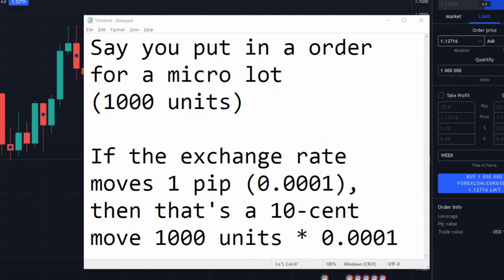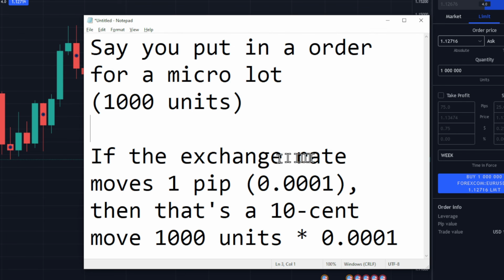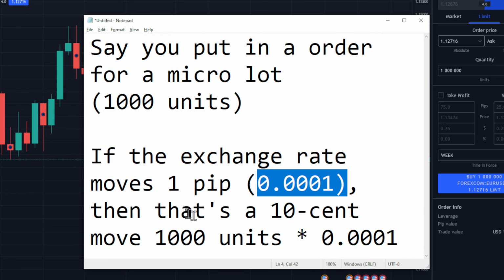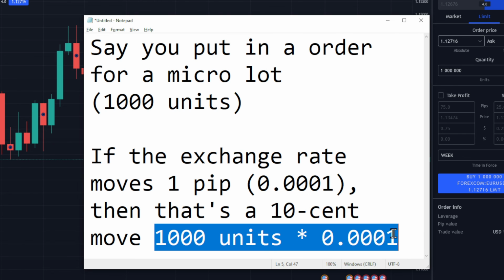This part shouldn't be too different from how you would think about it if you were doing penny stock day trading. So again, we were talking about US dollars and micro lots. Say you put in an order for a micro lot or 1,000 units. If the exchange rate moves 1 pip, then that's a 10-cent move, because you just take 1,000 units or $1,000 of USD times the 1 pip move, and that's 10 cents. And so your lot size determines your risk reward.